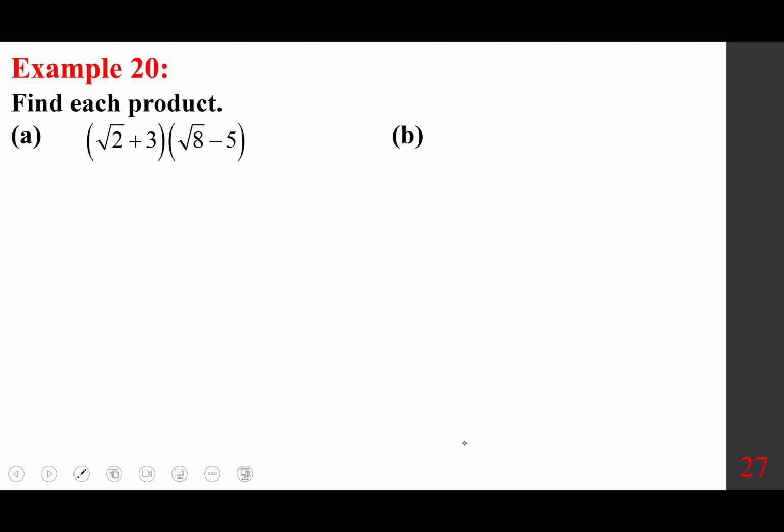All right. Square root of 2 plus 3 times square root of 8 minus 5, you basically FOIL. And so we're going to multiply these two. We get square root of 2 times square root of 8. These two, square root of 2 times negative 5. These two, 3 times square root of 8. These two, 3 times negative 5.